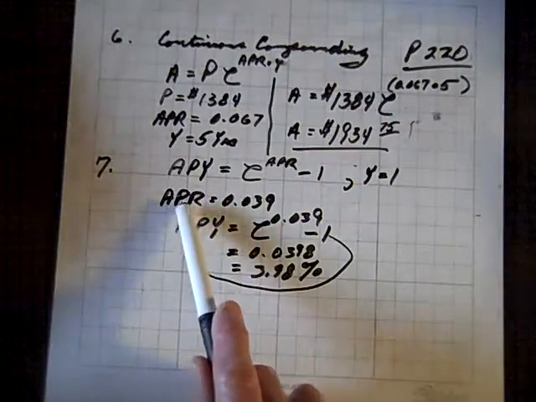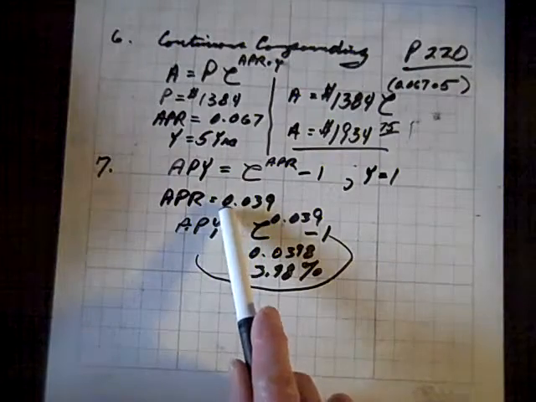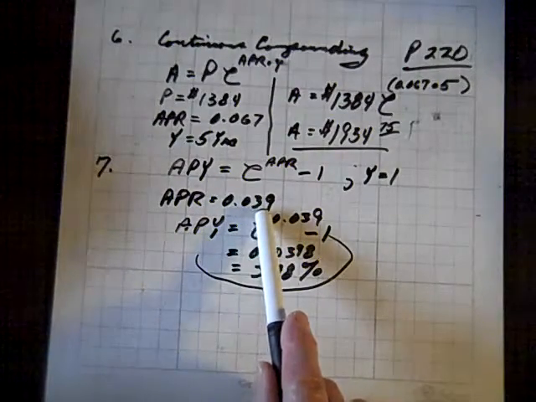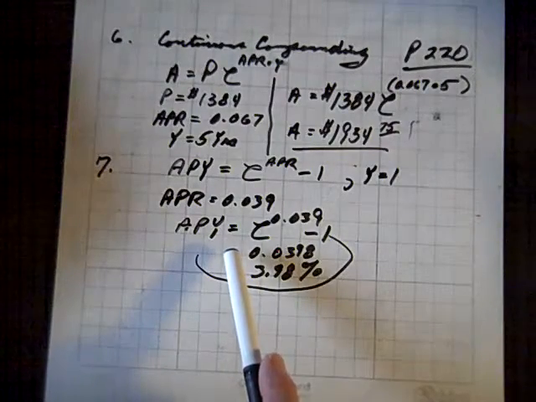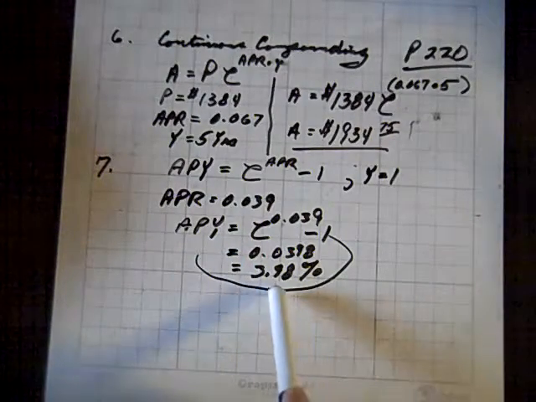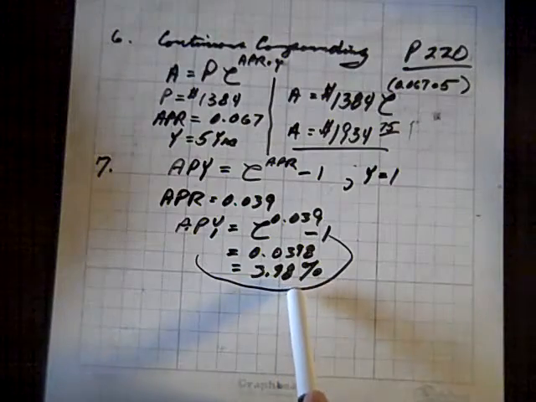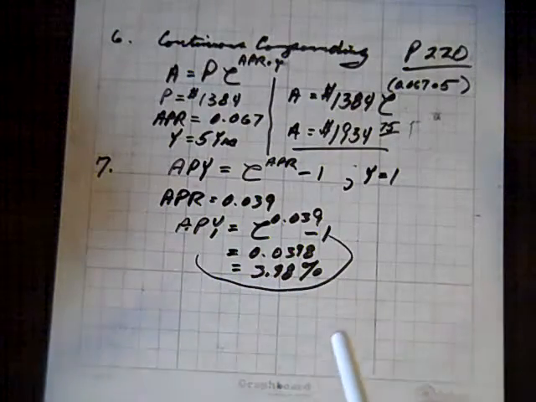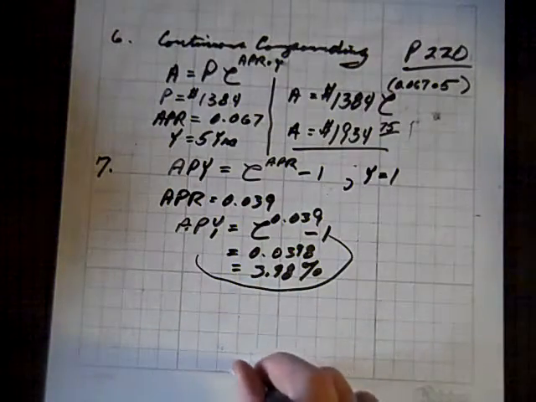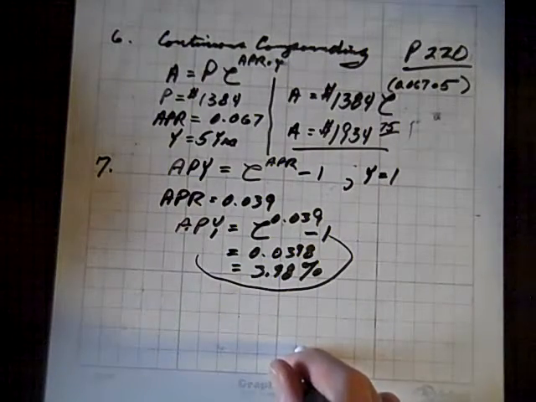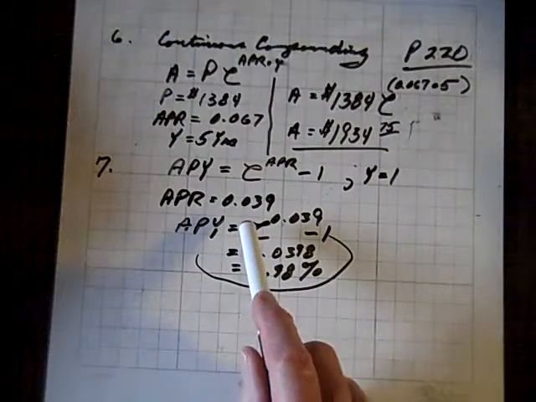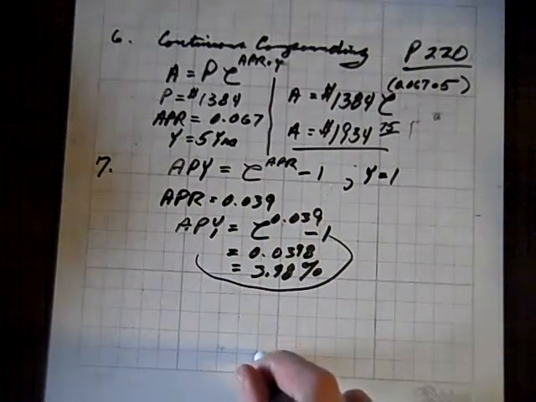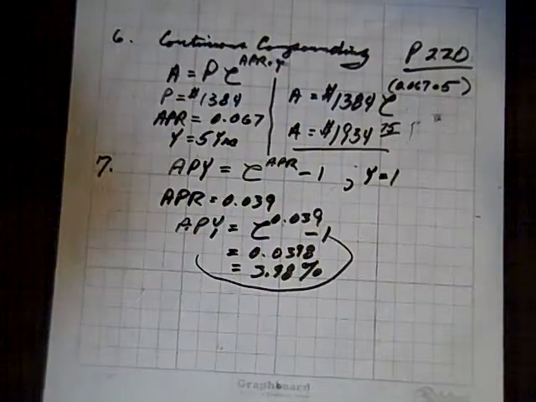So given a rate of 3.9%, when we compute the applied percentage yield, we get a rate of 3.98%. So simple interest at 3.98% would give you the same yield at the end of a year as a rate of 3.9% would. Now let's go to 8.